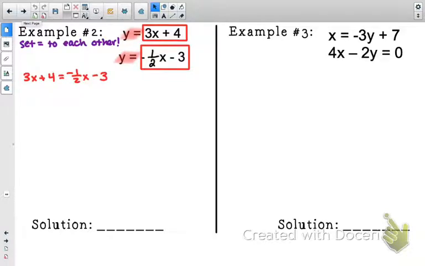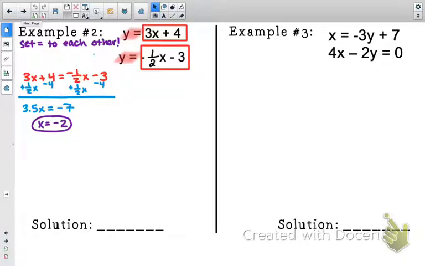Again, there's only one variable now, and this is an equation we can solve. We did this in the very first unit of school. Let's get our x's to the left, and we'll get our regular numbers to the right. So 3 plus 1/2 x gives me 3.5x, and negative 3 minus 4 is negative 7. When we divide both sides by 3.5, we get x is equal to negative 2.